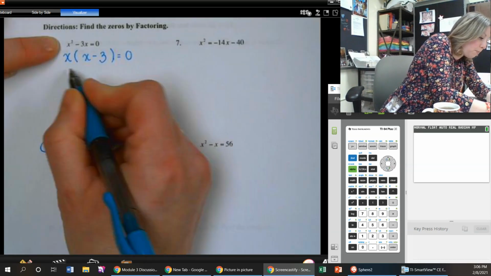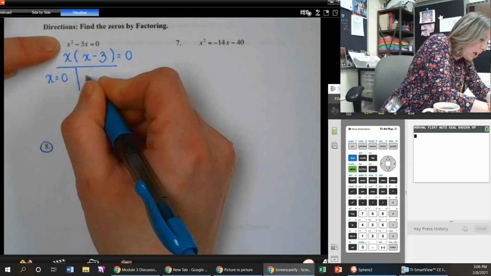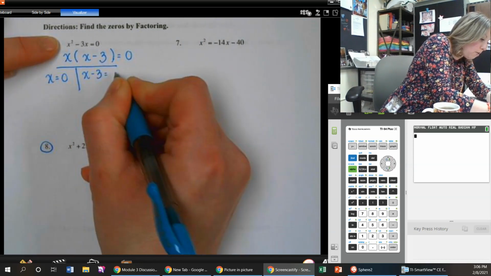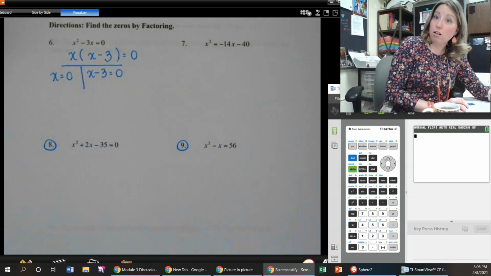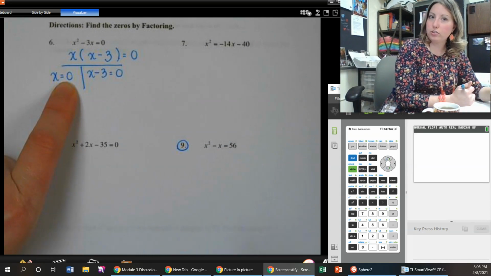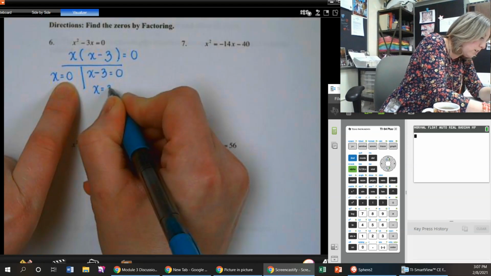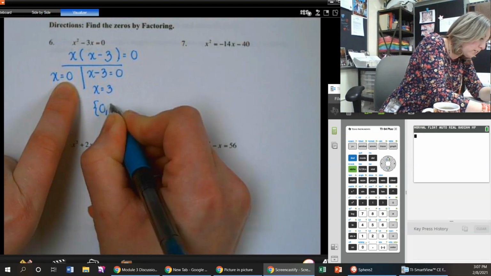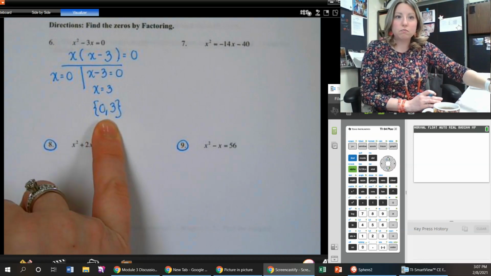Each of those are my factors, so I set up a t-chart. X equals 0 and x minus 3 equals 0. And I solve the equations that result to get me answers. Well, this equation is already done. X is equal to 0. There's your answer. Over here, you do have to add 3 to both sides. You get x equals 3. So my two answers for number 6 are 0 and 3. Put them in the French curly braces. There you go.